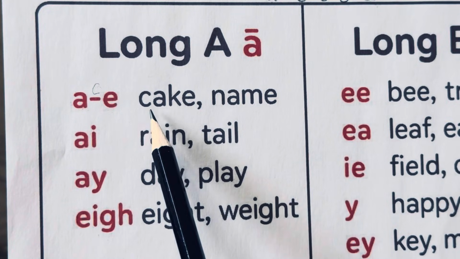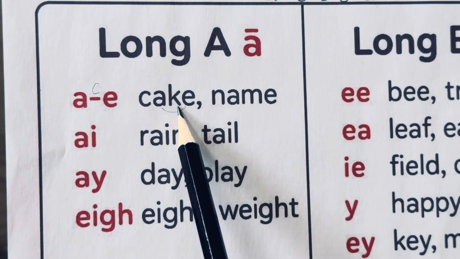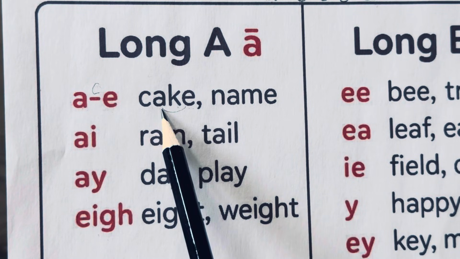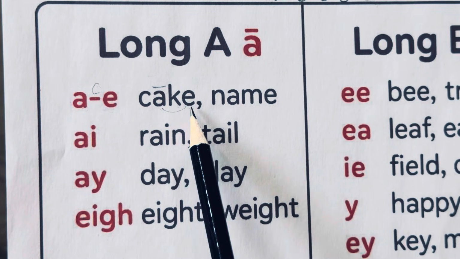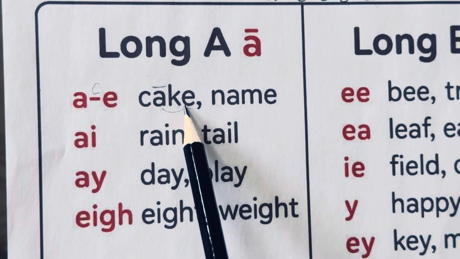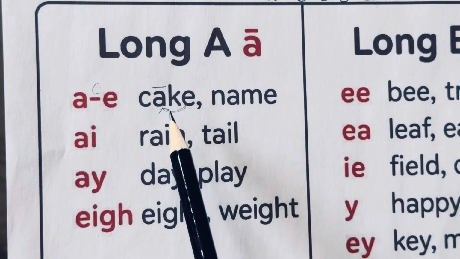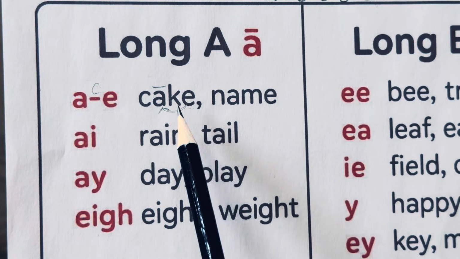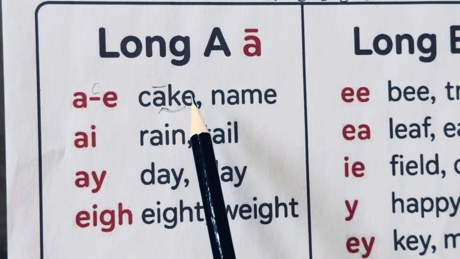As in k, a, k, cake. As I told you, the sound of A is A, but in this word we are reading A as the long vowel A sound because of this magic E. This magic E changed the vowel to say its name. So we are saying long vowel A, k, a, k, cake, and this E is silent.